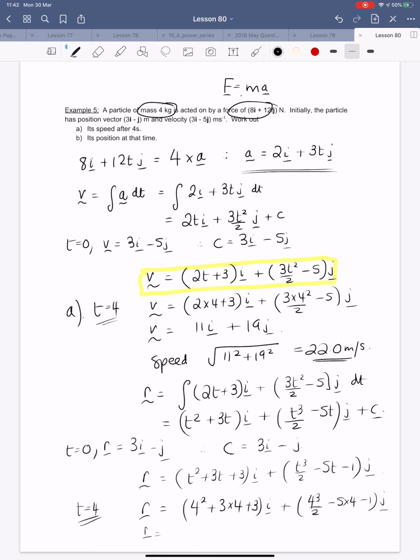16 plus 12 plus 3, 31i. And then 4 cubed is 64, so it's 32, minus 20 is 12, minus another 1 is 11, plus 11 in the j. And there's another example.